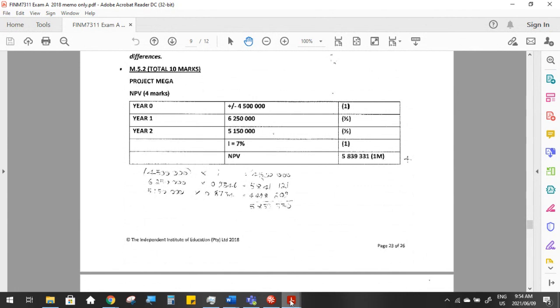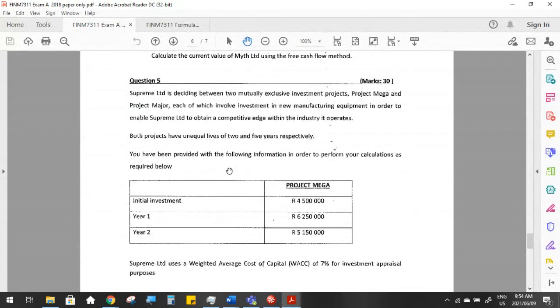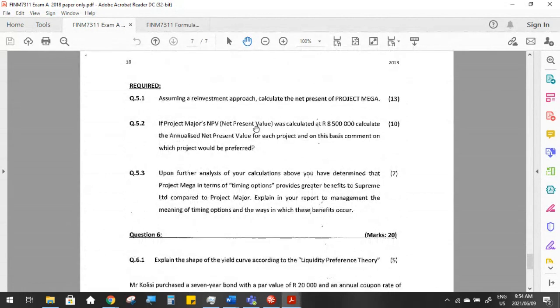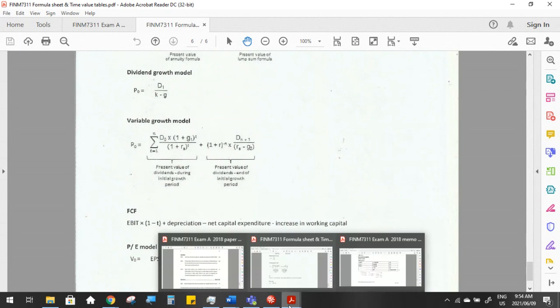Then for Project Mega, they asked us to calculate the annualized net present value for each project if Project Major's net present value was calculated at 8.5 million. Okay, so we've got a net present value for Project Mega. We calculated it ourselves. They've given us Project Major's net present value, and they've asked us now to calculate the annualized net present value for each project. So we also did this yesterday. So remember, the annualized net present value formula says that we must take the net present value for our project.